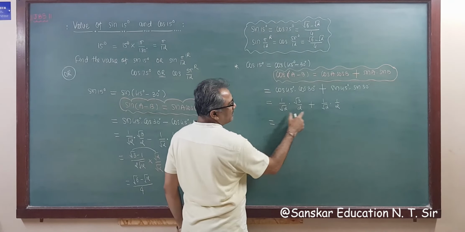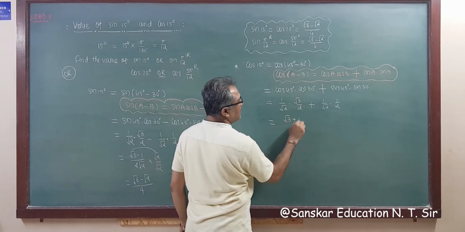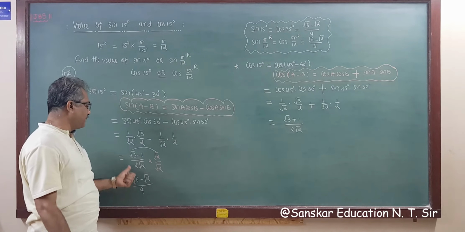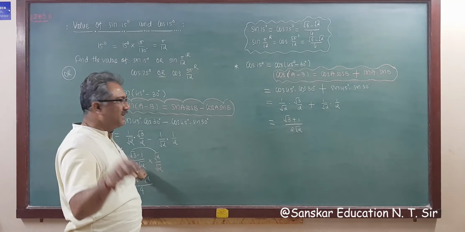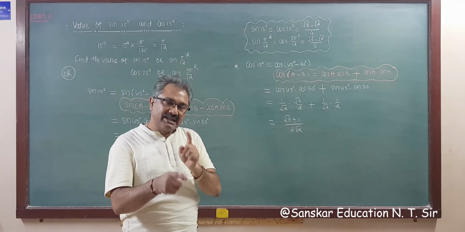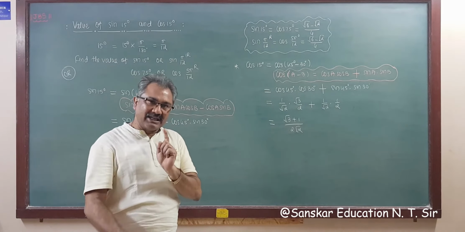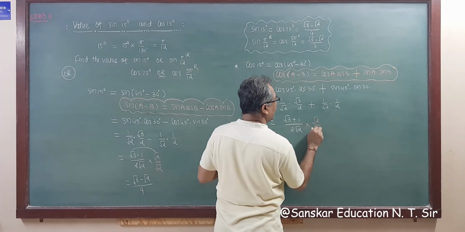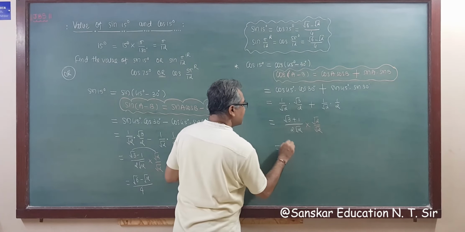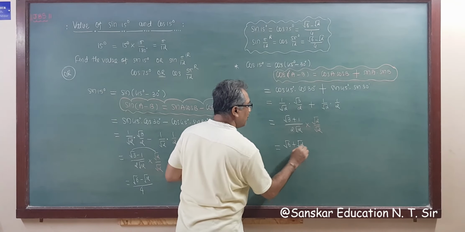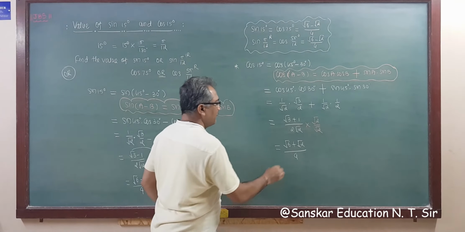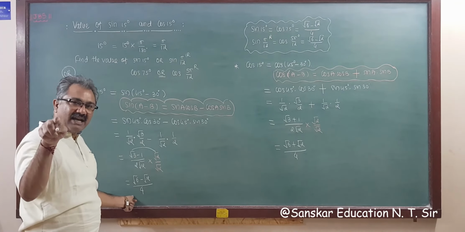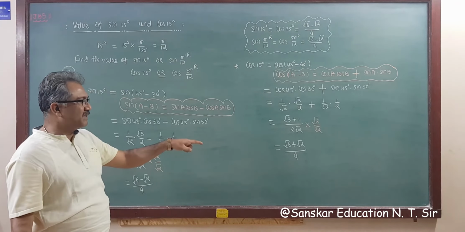So both denominators are the same, so the answer is root 3 plus 1 upon 2 root 2. So sin 15 is root 3 minus 1 by 2 root 2 and cos 15 is root 3 plus 1 by 2 root 2. Same value, sin minus and cos plus, right? If you rationalize this, multiply and divide by root 2, your answer will be root 6 plus root 2 by 4. So this is your answer. So sin 15 is root 6 minus root 2 by 4 and cos 15 is root 6 plus root 2 by 4.